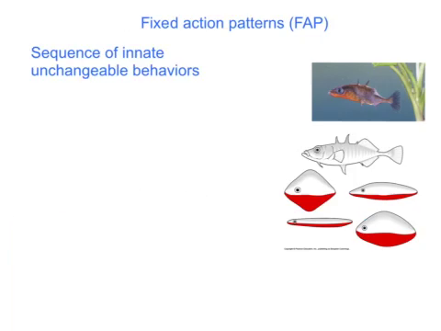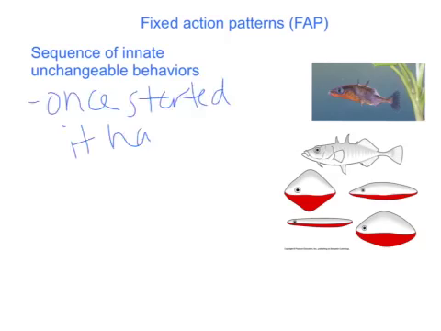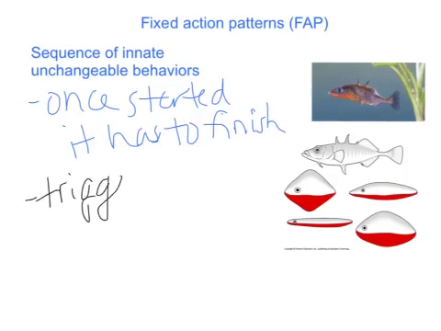So our next behavior is what's called a fixed action pattern. A fixed action pattern is a series of unlearned, innate behaviors. So that's what I mean by innate: it's an unlearned behavior. Remember, they have a large genetic component, and it's an unchangeable behavior. Once this behavior has been initiated, it has to be completed. Once this behavior has begun, it has to finish. So it has to go through all the various steps of the particular behavior. This behavior is triggered by what's called a sign stimulus.